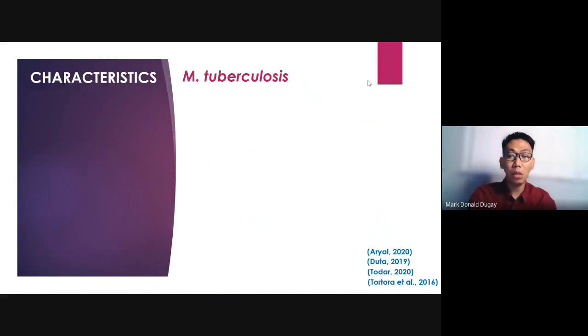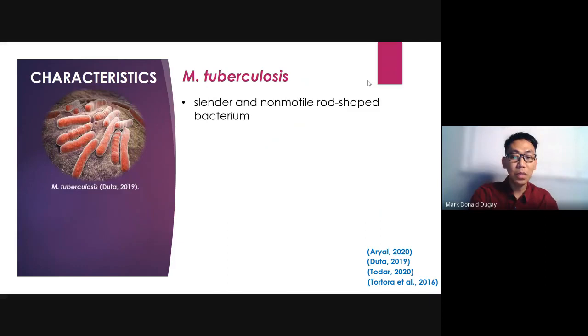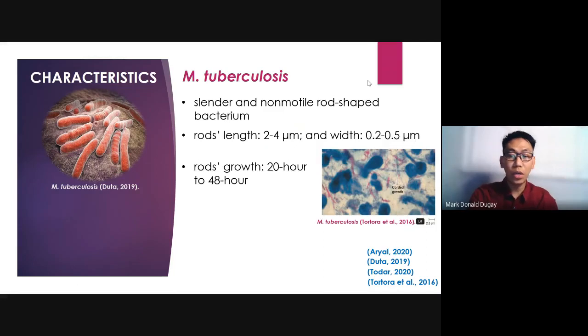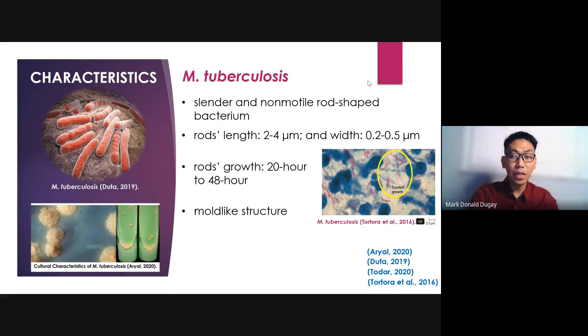Mycobacterium tuberculosis is an obligate aerobic, slender, non-motile, rod-shaped bacterium. The rods are 2 to 4 micrometers in length and 0.2 to 0.5 micrometers in width, where they grow slowly, with a 20-hour to 48-hour or longer generation time. M. tuberculosis is capable of intracellular growth, sometimes forms filaments, and tends to grow in clumps. Its growth appears as a mold-like structure, which is the basis for the genus name Mycobacterium, where myco means fungus.